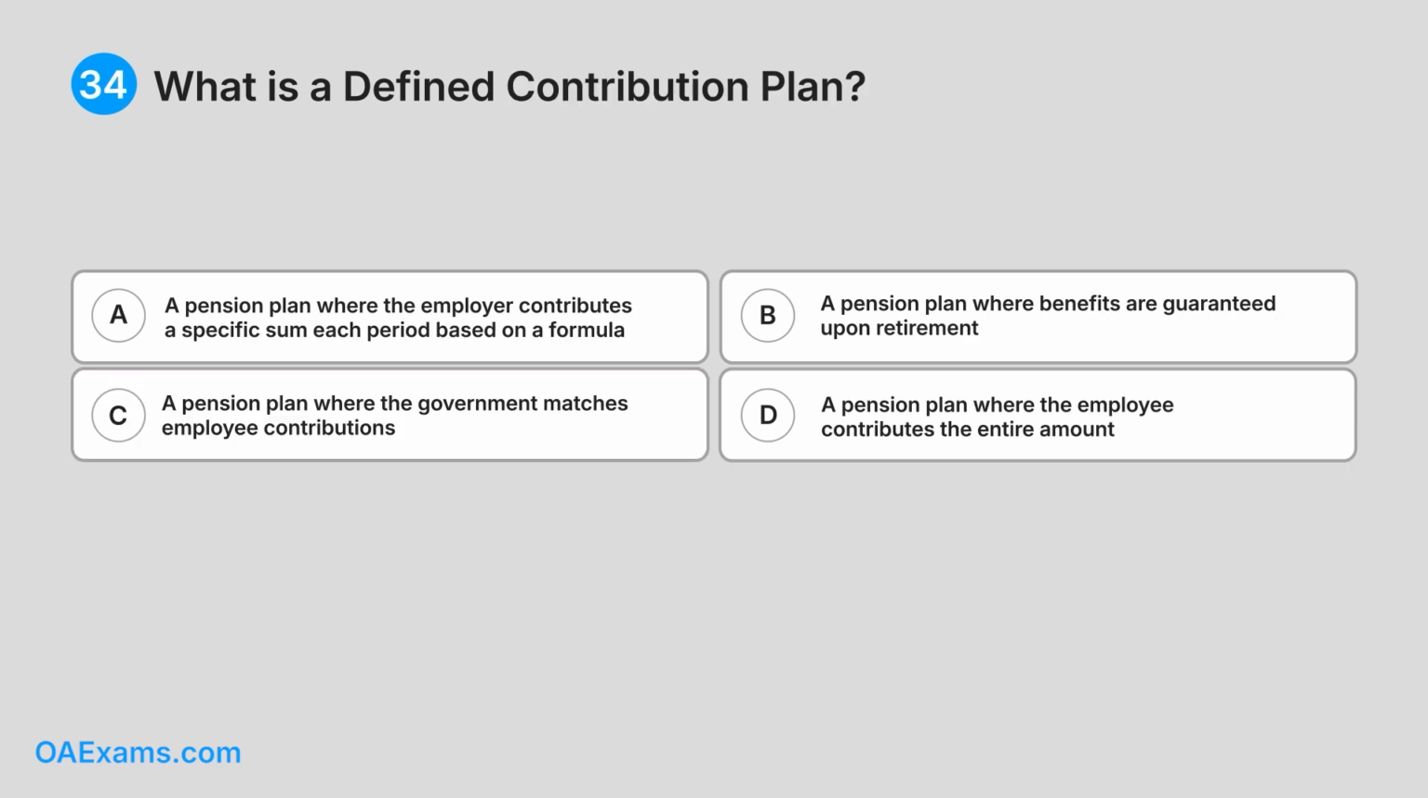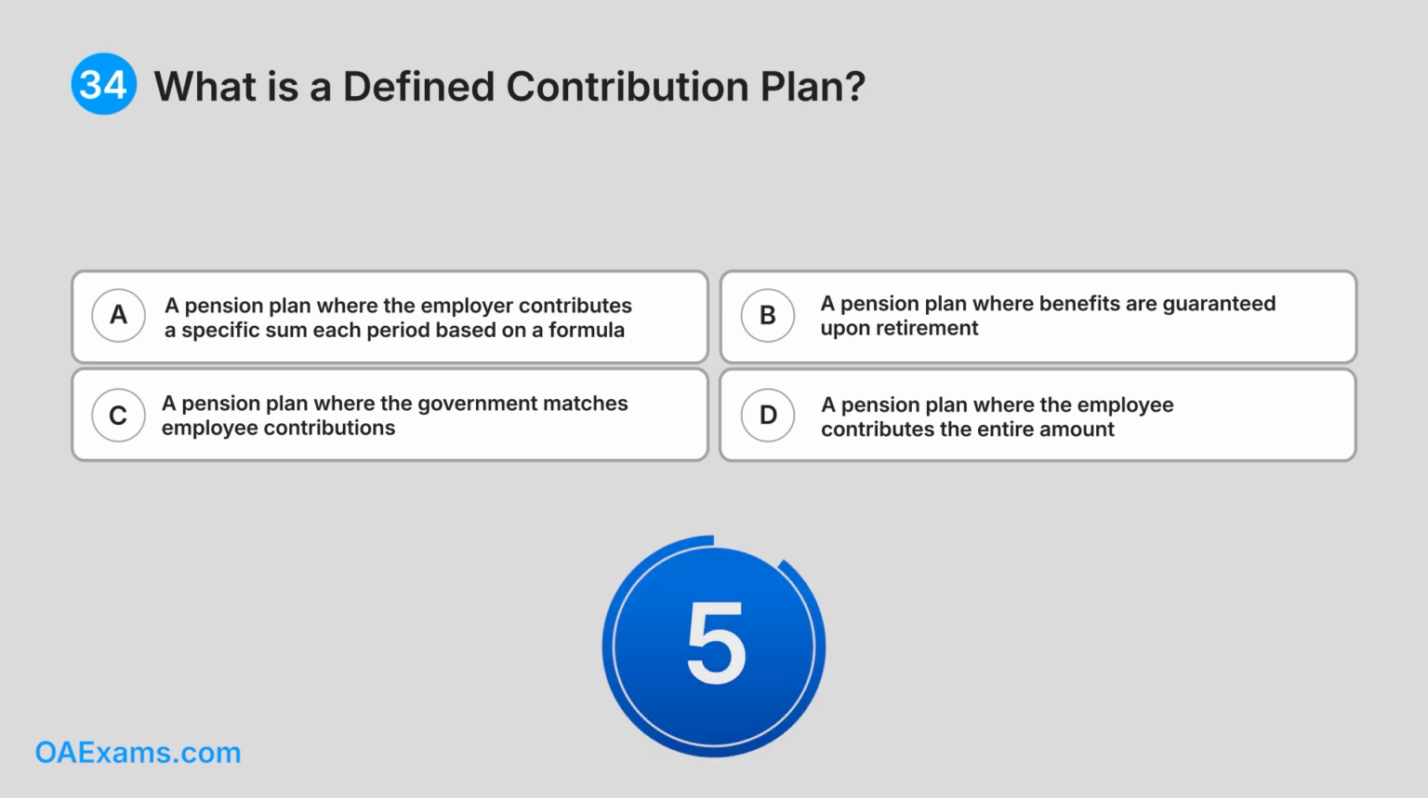34. What is a defined contribution plan? A. A pension plan where the employer contributes a specific sum each period based on a formula. B. A pension plan where benefits are guaranteed upon retirement. C. A pension plan where the government matches employee contributions. D. A pension plan where the employee contributes the entire amount. What do you think is the answer?